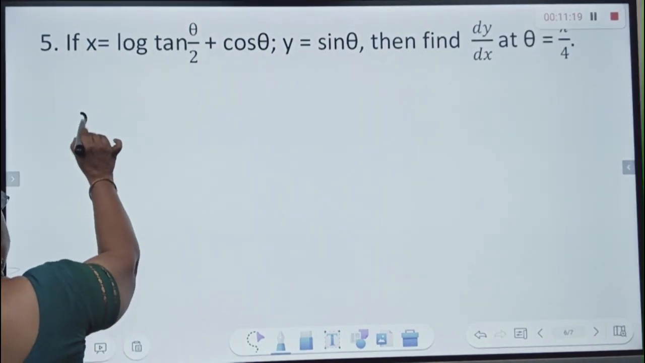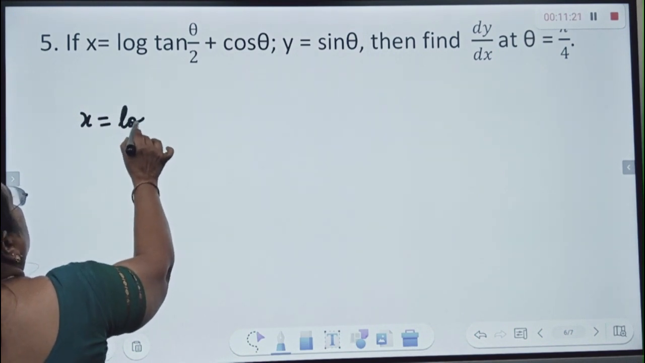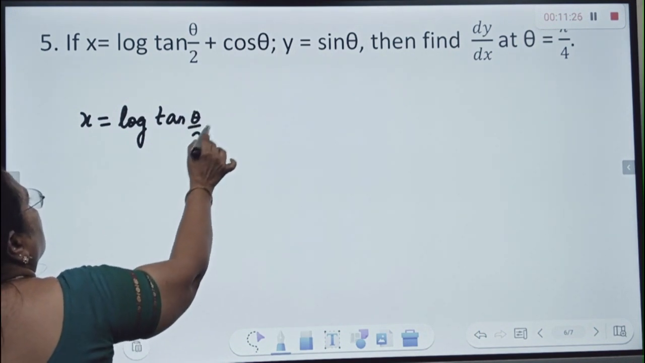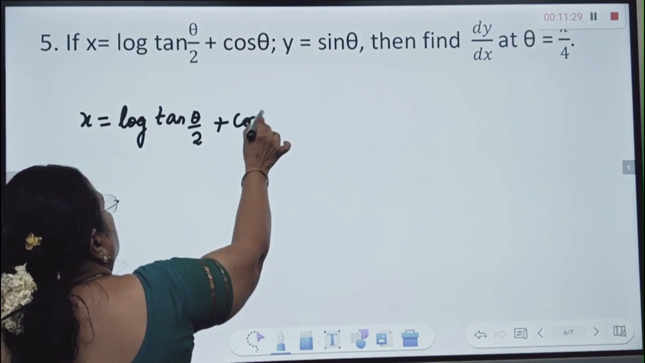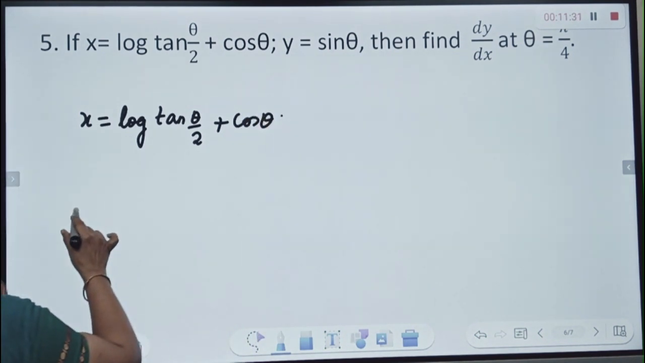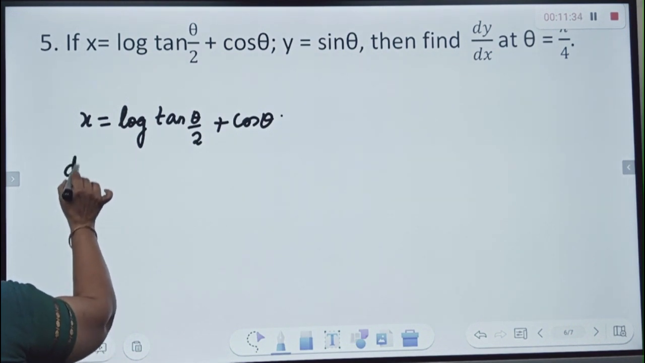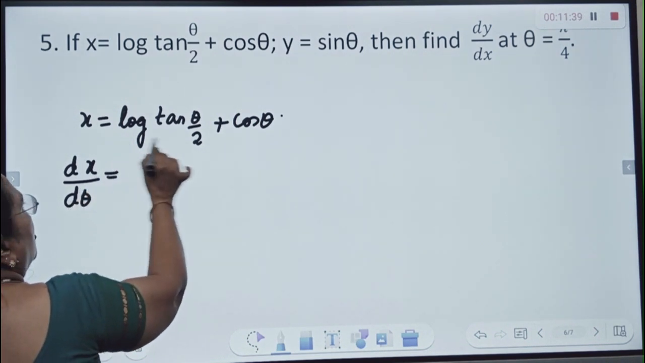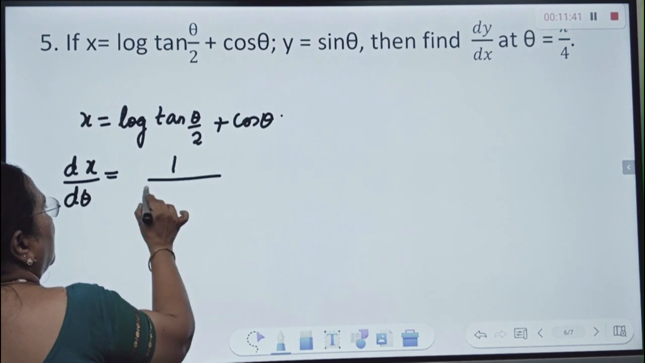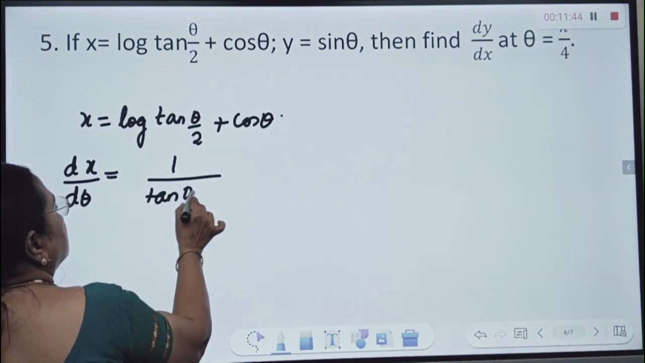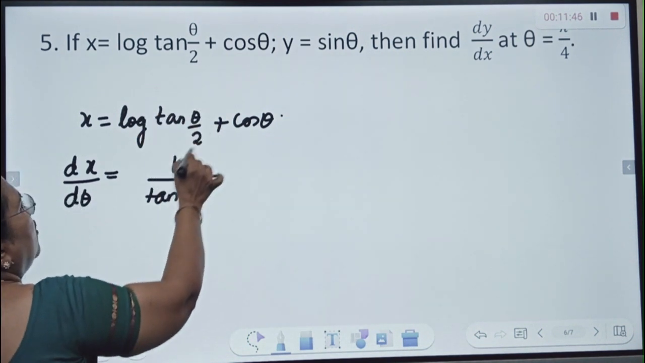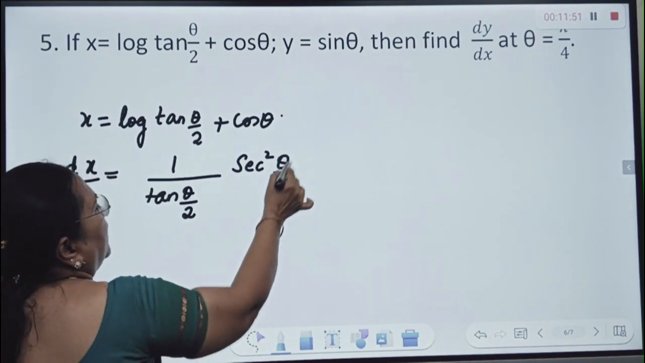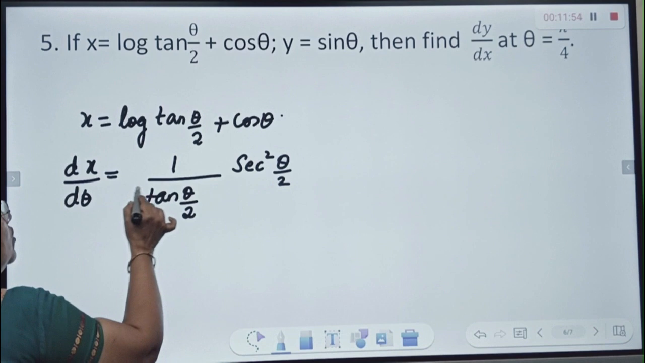Now, x is equal to log of tan theta by 2 plus cos theta. So what will be dx by d theta? So x is a function of theta. So dx by d theta will be, log of tan theta by 2, if I differentiate, I will get 1 by tan theta by 2 into derivative of tan theta by 2, which is secant square theta by 2 into derivative of theta by 2, which is half.